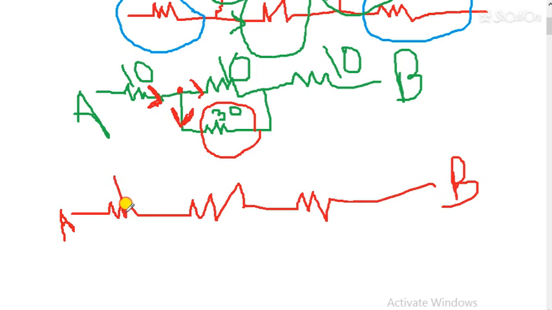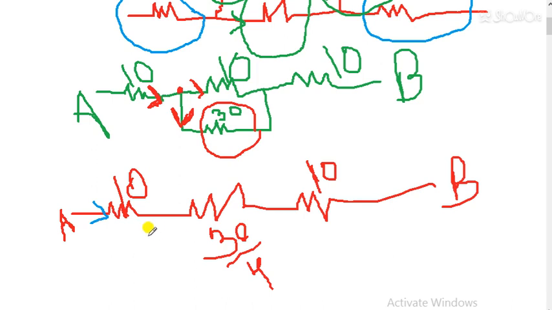The first resistance has value 10, then the second is the parallel combination of 30 and 10, whose value is 30 by 4. You can calculate it using the series and parallel formula. Then the third is 10. After this combination, they are all in series because the same current flows through them. So 10 plus 30 by 4 plus 10 will be your answer for the resistance between point A and point B.